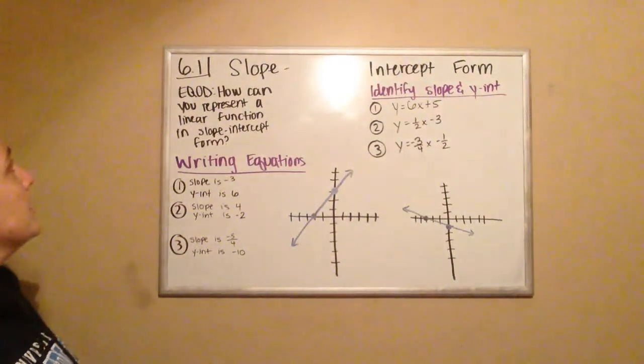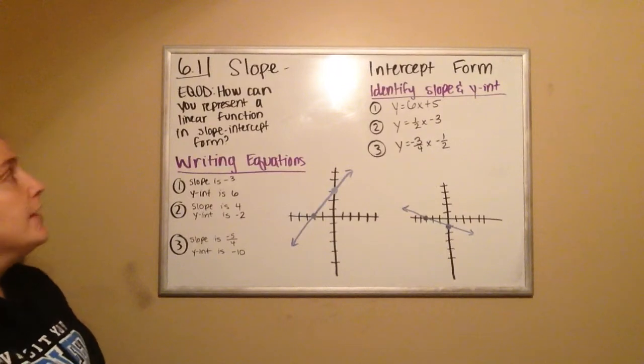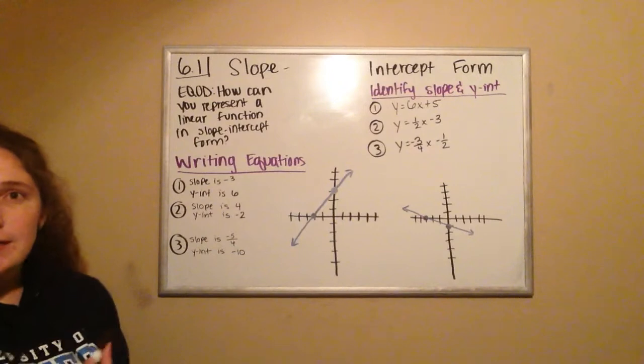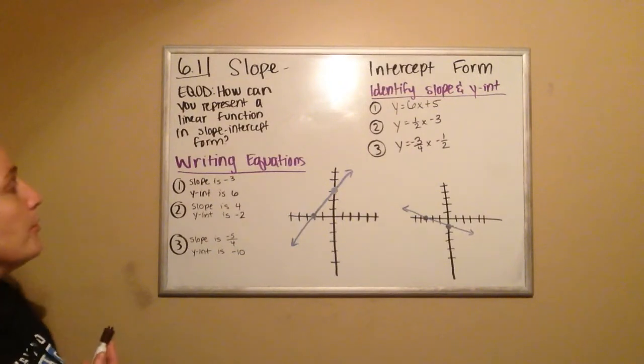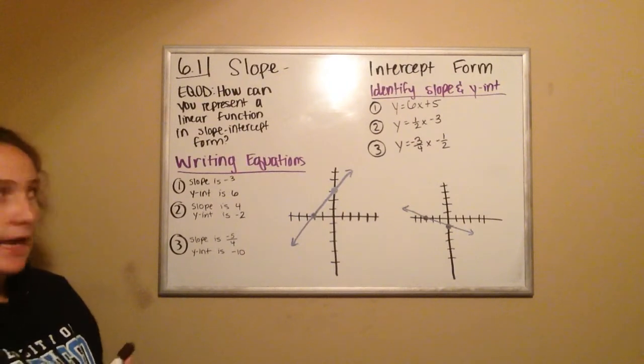Alright guys, so we are doing section 6.1, moving on from module 5 now. We're all done with that, we're moving on to module 6. We're doing slope-intercept form. I would probably say that this is the second most important lesson of the entire year.